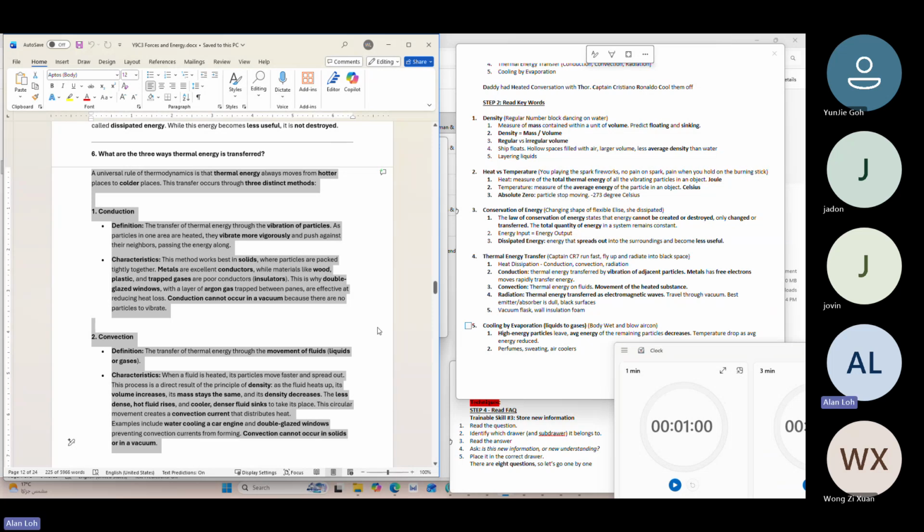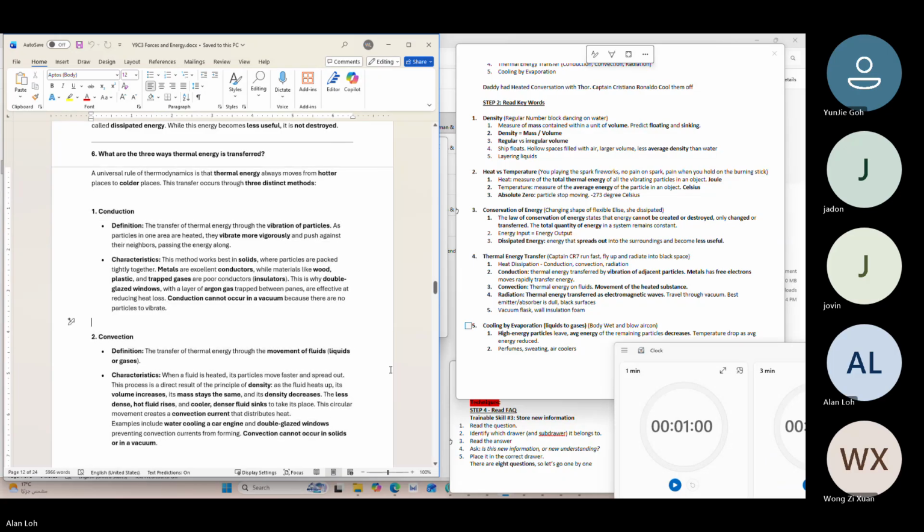Any new information? Anyone? 4 of you? Anyone? Inje, you want to say something? Yes. When it says this is why double glazed windows with a layer of argon gas trapped between the panes are effective at reducing heat loss. Yep, I agree with you. This is new information.